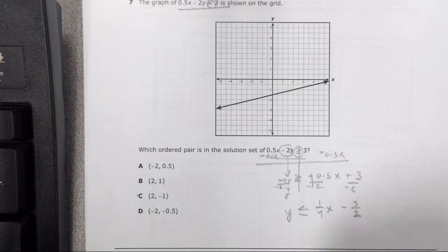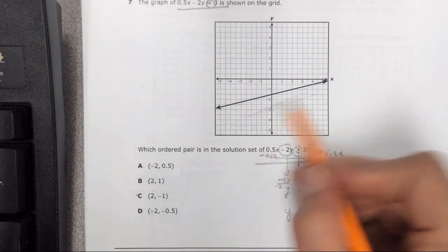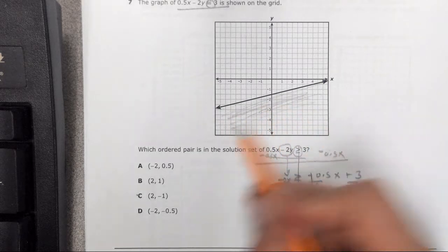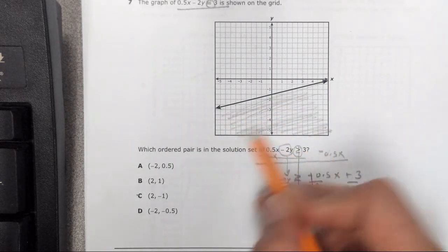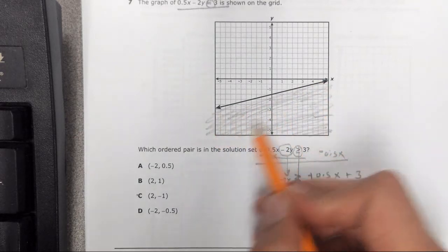Now, it's a solid line. It says less than, so we shade the bottom. So anything in the solution set is in the shaded region. The line is solid, which means the line is shaded, and anything under it is shaded.